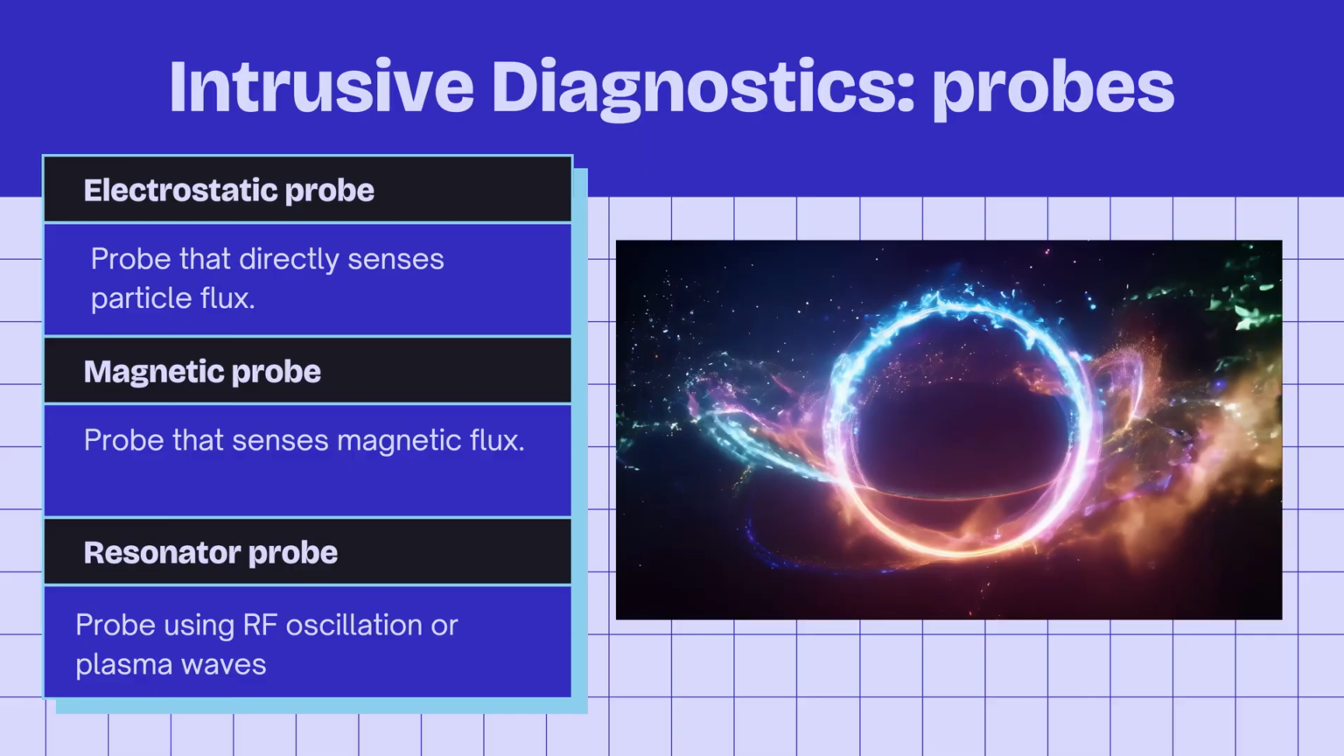All intrusive diagnostics share one thing in common. They interact directly with the plasma. That usually means probes. Electrostatic probes collect particles, magnetic probes sense magnetic field changes, and resonator probes detect how waves respond to the plasma. These are the three major probe categories, but there are more beyond them.